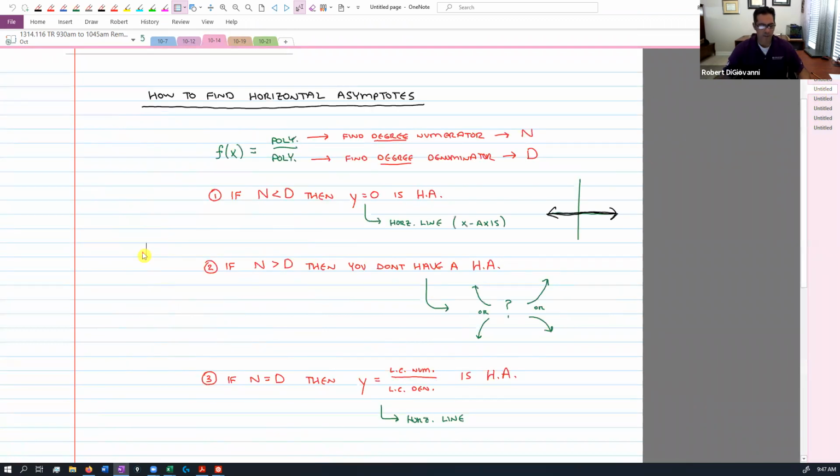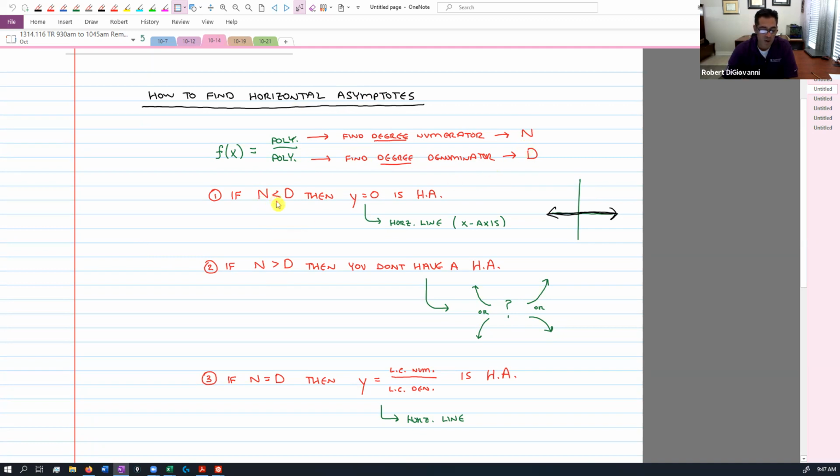Here we go. So on your reference sheet, you might want to put this, because you may need it. You have a horizontal asymptote, how to find them, right? So what you're going to do is look at your rational function. You have a polynomial over a polynomial. You're going to find the degree of the numerator, let's call that n. Then you're going to find the degree of the denominator, we'll call that d. And then you compare the two numbers.